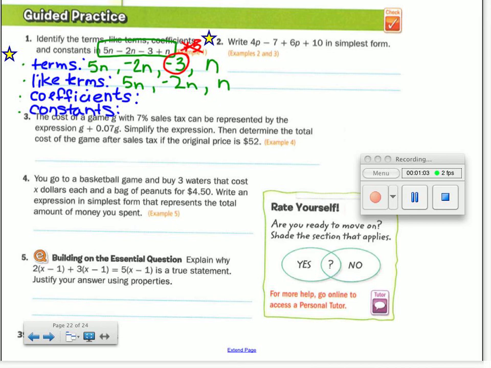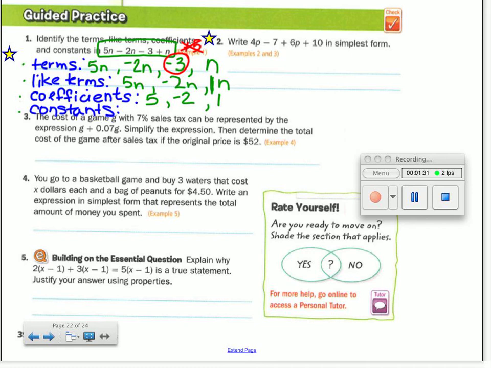Then coefficients are the number multiplied by the variable. So the coefficients would be 5, and that's coming from the 5n, negative 2, that's coming from the negative 2n, and what's in front of the n? If you don't see any number, there is a number, and it's just kind of hiding. Yeah? 1. A 1. Even though we don't see it, there is a 1 here, so we're going to have to list that.